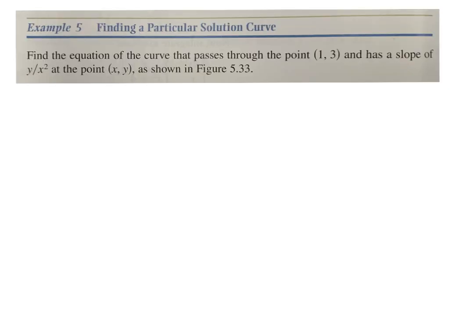It says find the equation of the curve that passes through the point 1, 3 and has a slope of y over x squared at the point x, y as shown. And they give you a picture, but you don't need a picture. So here's the deal. If they gave you the function of slope, then they gave you dy/dx, because the slope is the derivative, right? That's how we have found slope from day 1. So that's what they gave you right there. That's the first thing you need to recognize.